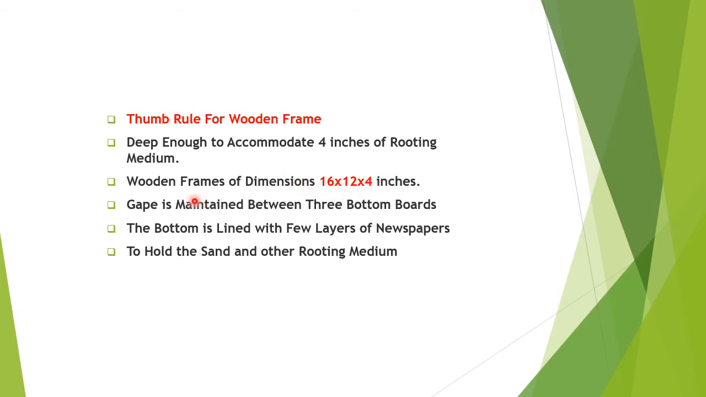And at the bottom there is a gap which is maintained between the 3 bottom boards. The bottom is lined with a few layers of newspaper or other material to hold the sand and the other rooting medium. Because the gap is there, the gap is to be filled with biodegradable material, which can be newspapers also, to hold the sand and the rooting medium.